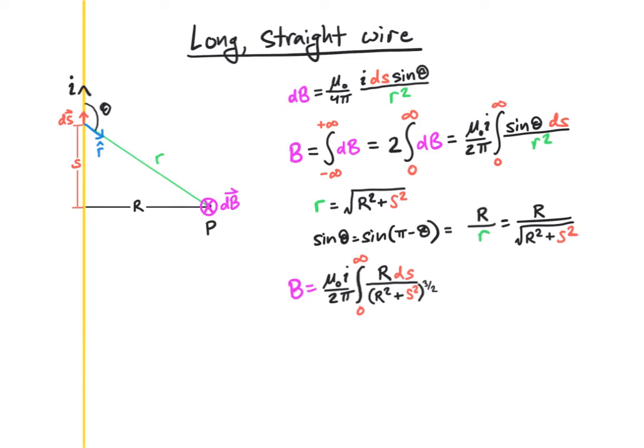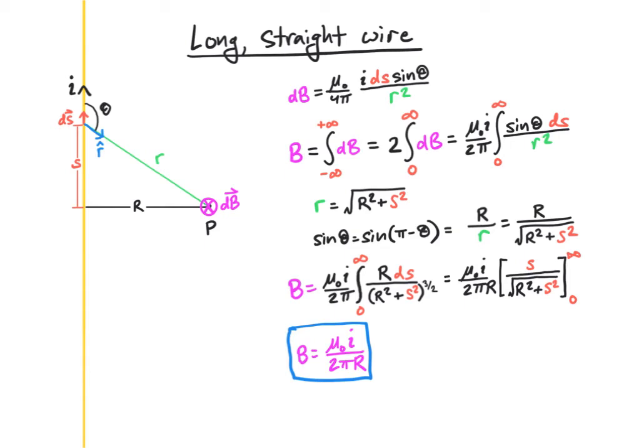We've seen exactly this kind of integral before. We can solve it using trig substitution, or we can just look it up, or we can use an integral calculator or something. When you work it out, you end up with this expression, and when you evaluate the upper and lower bounds, we get mu naught times I over 2 pi r. This is the value of the magnetic field created by a long length of current at a distance r from the length of wire. It doesn't matter where along the length you are as long as you are very far from either of the ends.